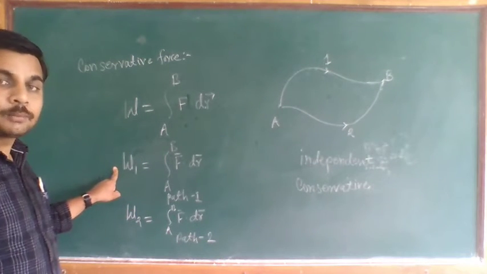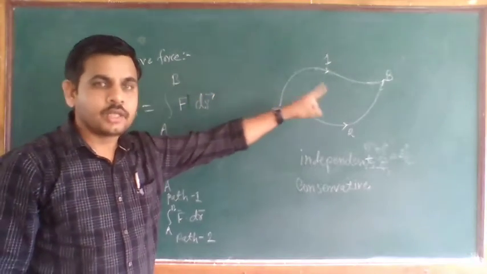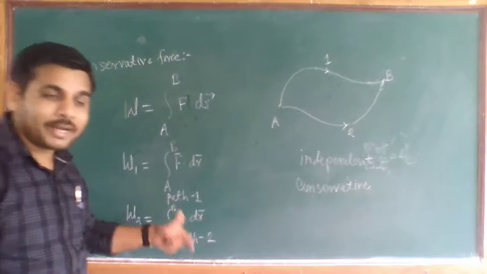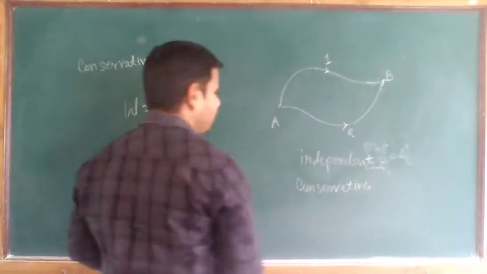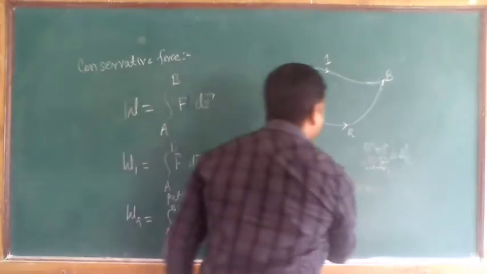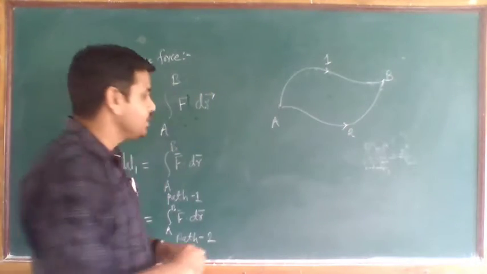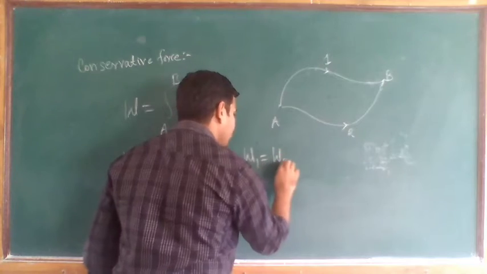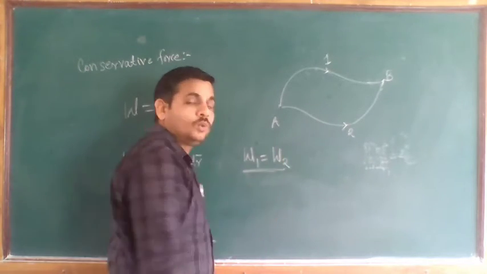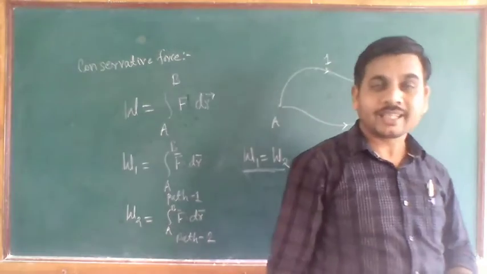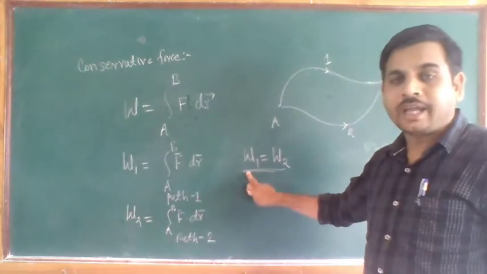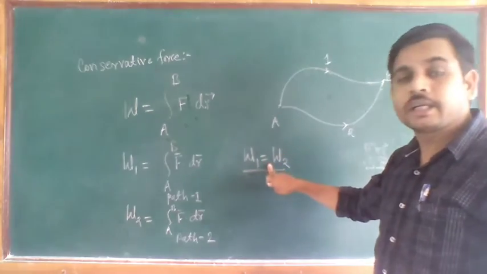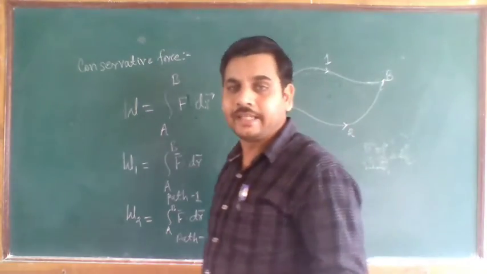This is work done W1 along the path 1. This W2 is again the work done along path 2. Now if you consider W1 is equal to W2, it means that the work done along the path 1 is the same as the work done along the path 2.